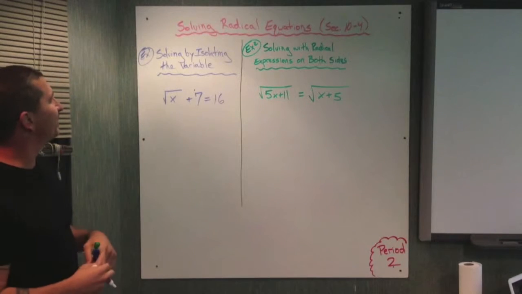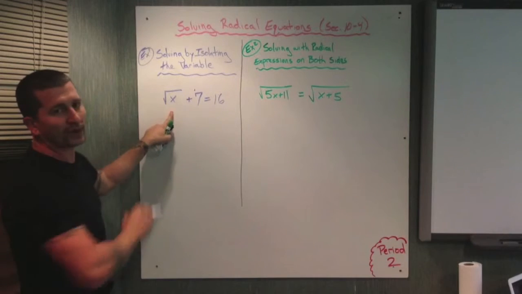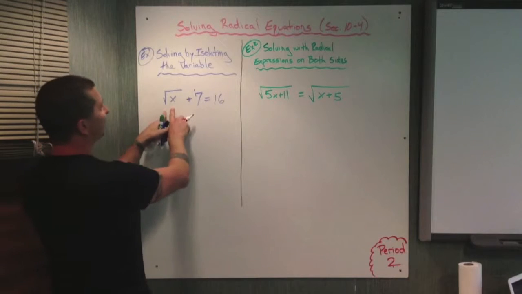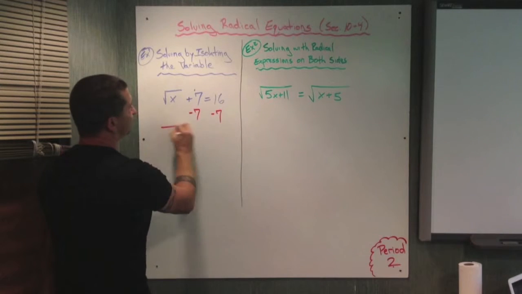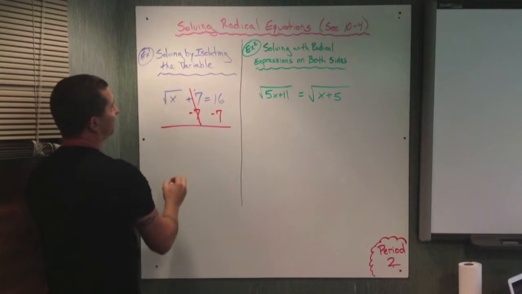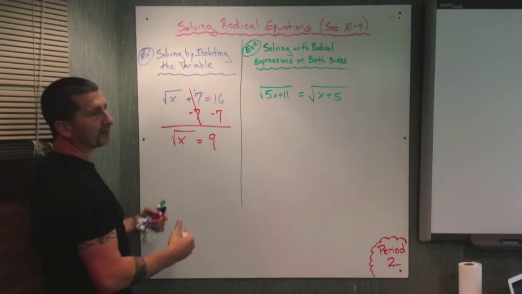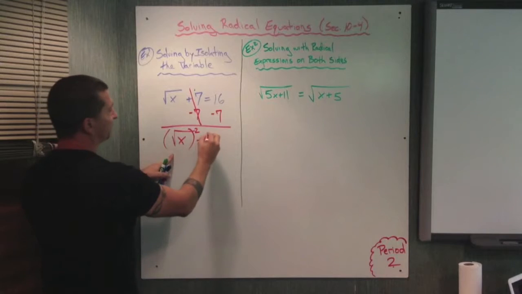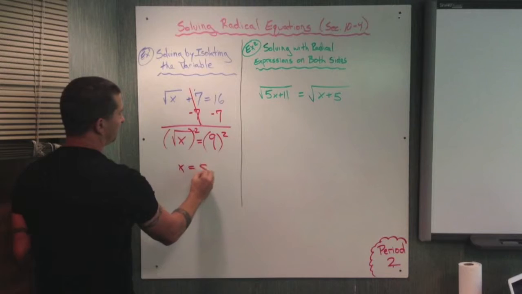First example, we're going to be solving by isolating the variable. So in this case, our variable is the square root of x. Just like any other one-step equation, to isolate our variable, we're going to subtract -7 from both sides, and we're left with the square root of x equals 9. Now, the way we get rid of a square root is we square the square root, square the 9, and we get x equals 81.